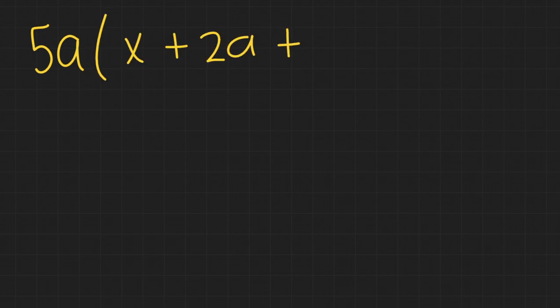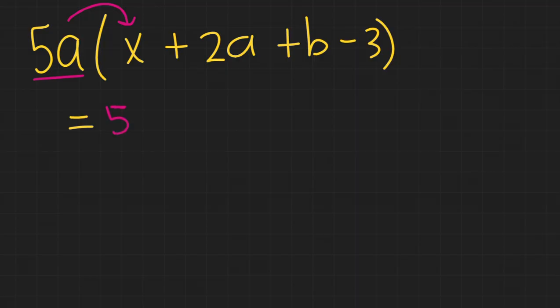So if we say this time 5a multiplied by x plus 2a plus b minus 3, for example. Okay, we have many things to multiply now. So 5a times x, of course, this will be 5ax. The sign will be positive, right?